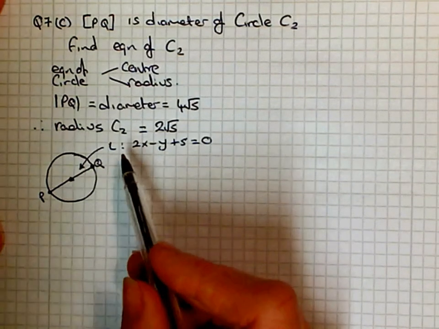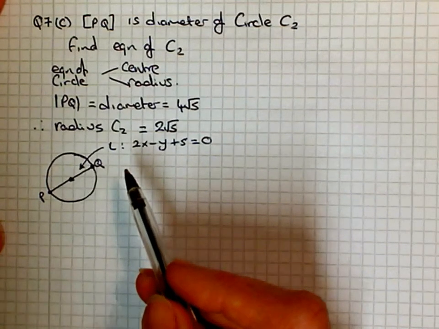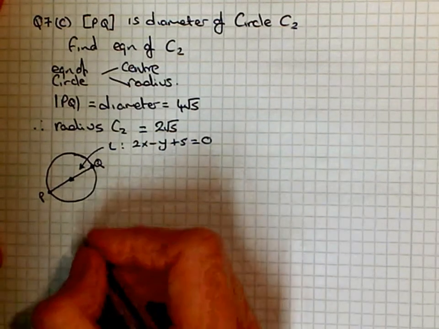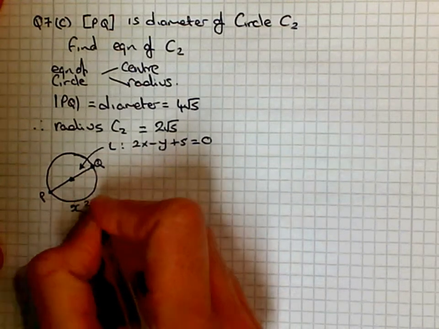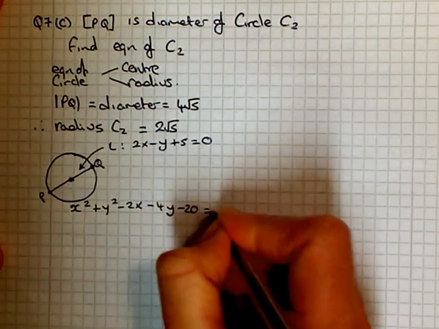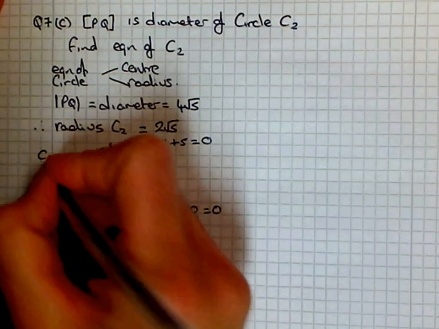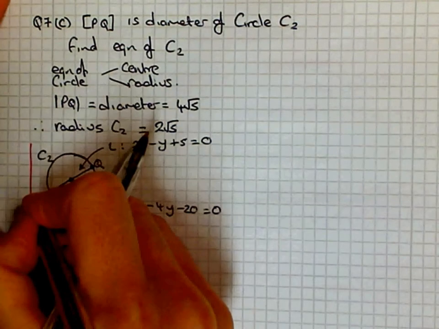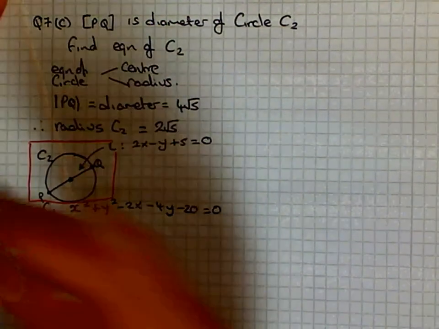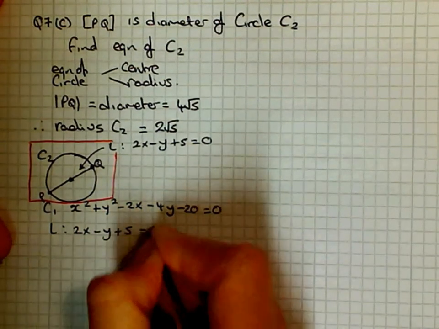That we already had in part 1, which was x squared plus y squared minus 2x minus 4y minus 20 equal to 0, because the line L intersected it at the points P and Q. So we can get those points from that line and circle. So this is your circle C1. This diagram here is to do with the circle C2. So our line L is 2x minus y plus 5 equal to 0.